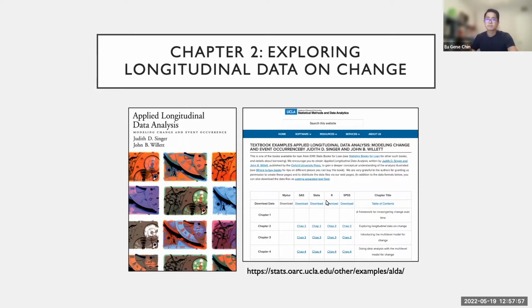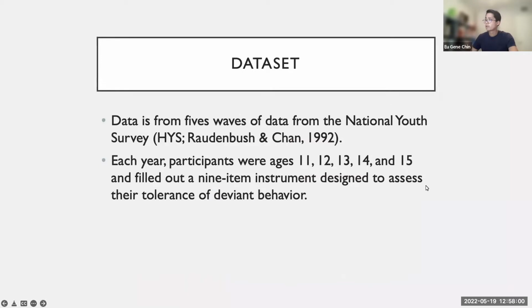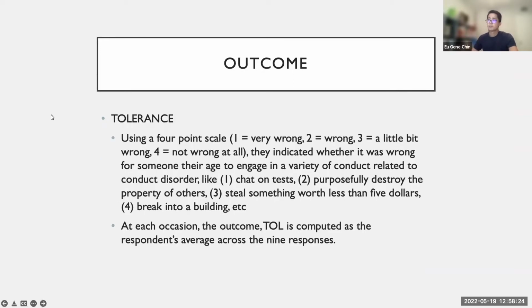of analysis. So first of all, a quick overview on the data set that we are going to be working with. Data comes from five waves of data collection from the National Youth Survey. Basically, each year, participants ages 11, 12, 13, 14, and 15 filled out a 9-item instrument that's designed to assess their tolerance towards deviant behavior. The way this works in that particular survey is that it uses a 4-point scale with higher ratings indicating higher tolerance towards deviant types of behaviors.